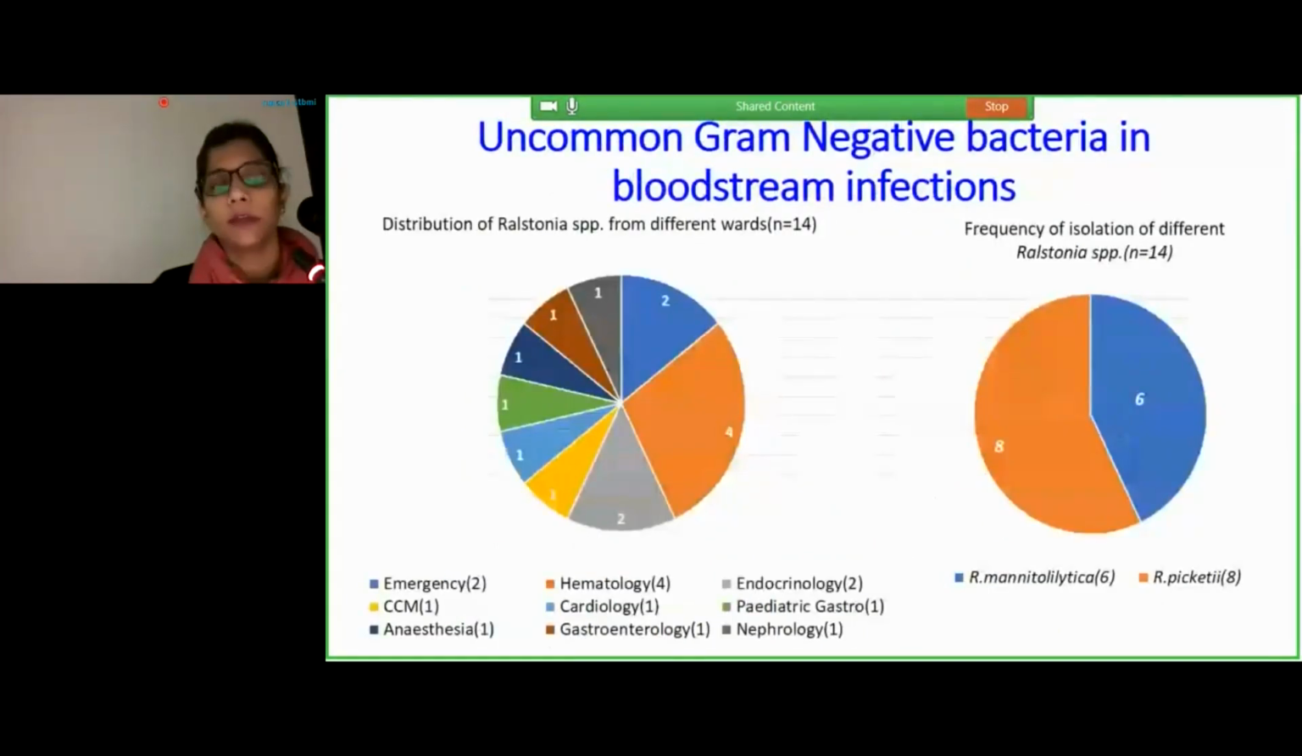Coming on to the next pathogen, which is Ralstonia. If you look at the chart for distribution, a total of 14 Ralstonia isolates were identified, and the maximum number of isolates were from the hematology ward, followed by endocrinology and emergency, from where we recovered 2 isolates, followed by others. The 2 species of the Ralstonia genus which we isolated were Ralstonia mannitolilytica and Ralstonia pickettii. The majority were Ralstonia pickettii, which were 8 in number out of 14 total isolates, and Ralstonia mannitolilytica were only 6.